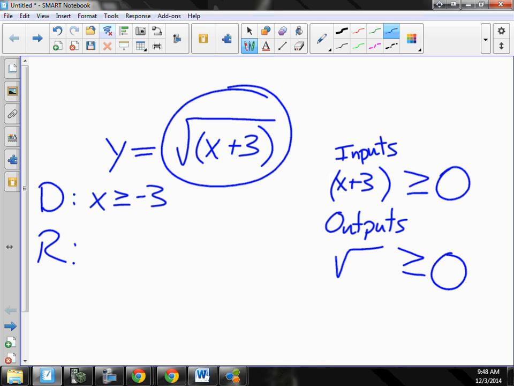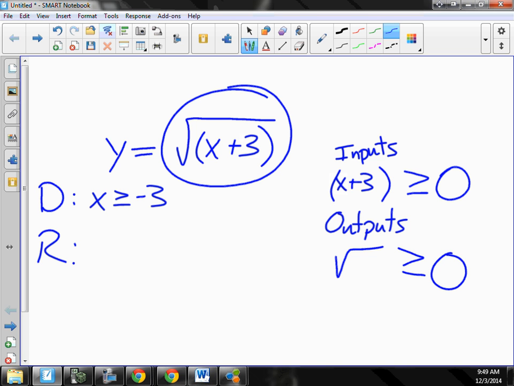Now, let me show you why that's the case. Can I plug in 2? 2 plus 3 is 5. Can I square root 5? Yes. Can I plug in 0? 0 plus 3 is 3. Square root of 3 is, I don't know, some number. Can I plug in negative 2? Negative 2 plus 3 is 1. Can I square root 1? Yeah. What about negative 3? Negative 3 plus 3 would be 0, and the square root of 0 is 0.